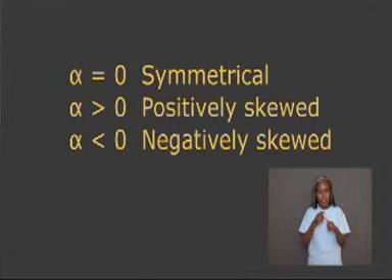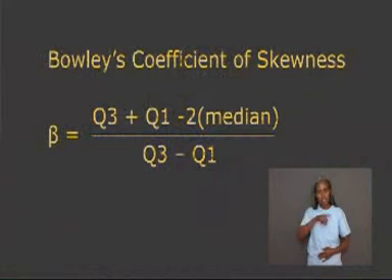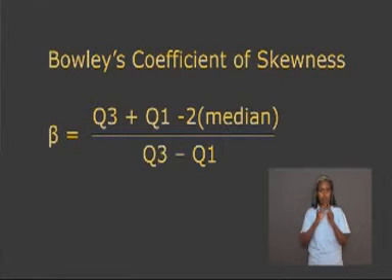If alpha is greater than 0, the distribution is positively skewed. If alpha is less than 0, the distribution is negatively skewed. The second method of finding the coefficient is called Bowley's coefficient of skewness. Bowley's coefficient determines skewness by using quartiles, which are positional measures of central tendency. Bowley's coefficient is usually denoted by the beta symbol.